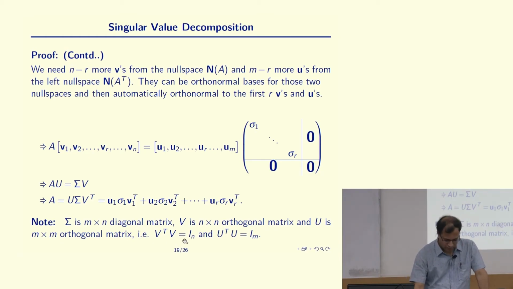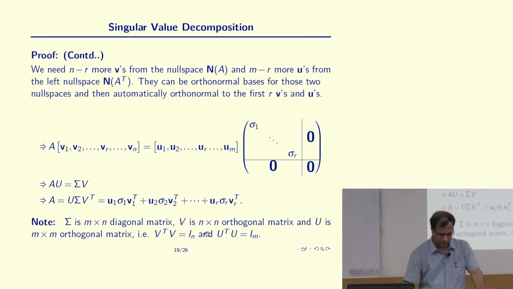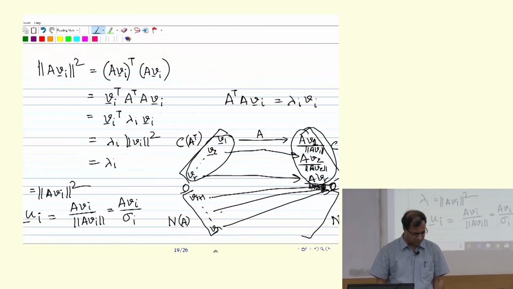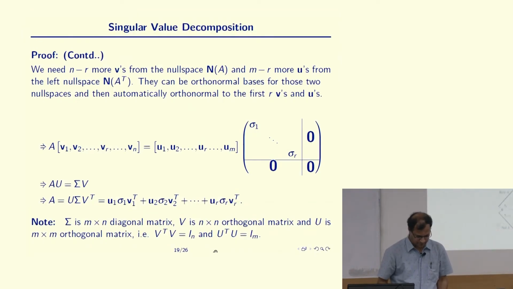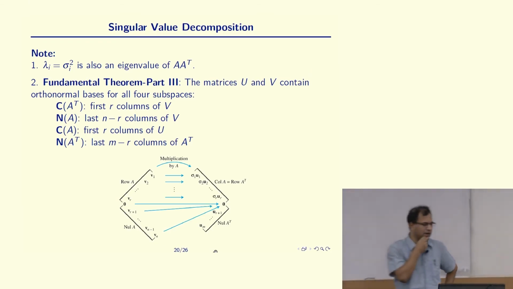Okay, so we have those properties corresponding to the orthonormal eigenvectors. We have V transpose V equal to In and U transpose U equal to In. You can just verify this. So this is the singular value decomposition of a general matrix. This is the last part of the fundamental theorem, part 3.